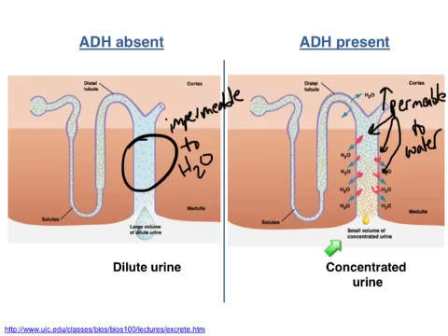There is reabsorption of water that happens in the proximal convoluted tubule that does not depend on ADH. That's called constitutive water reabsorption. The reabsorption that's dependent on ADH is called facultative water reabsorption. That just means it's variable depending on hormonal expression.